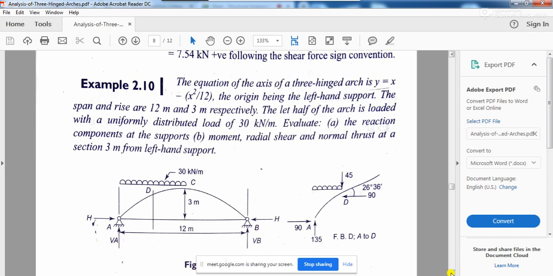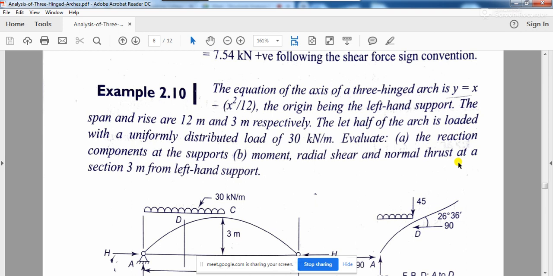Everyone can hear me? Yes, sir. Okay, can you see the screen? Screen is clear, or should I make it a little bit larger? Yes, it is clear now, sir.